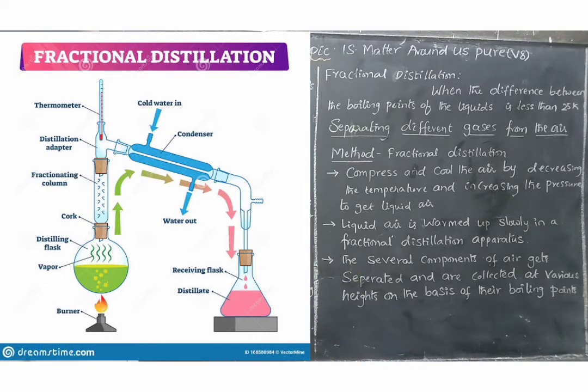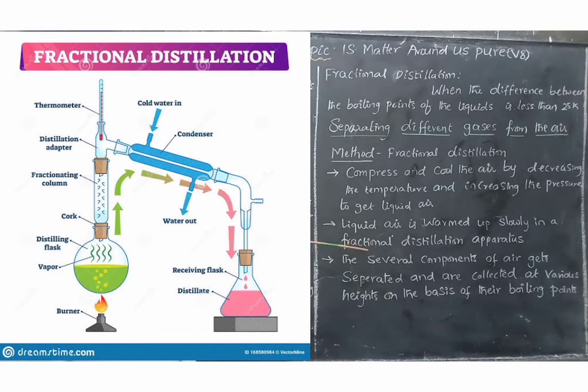And how do we get the different gases from the air? Air is a combination of a number of gases, majorly nitrogen and oxygen. If you want oxygen, how to separate it? If you want nitrogen, how to separate it? By using fractional distillation. Compress and cool the air by decreasing the temperature and increasing the pressure. By increasing the pressure and decreasing the temperature, you can compress the entire air to get liquid air. Whenever it is compressed, all the gases are converted into liquid. Then the liquid air is warmed up slowly in a fractional distillation apparatus.